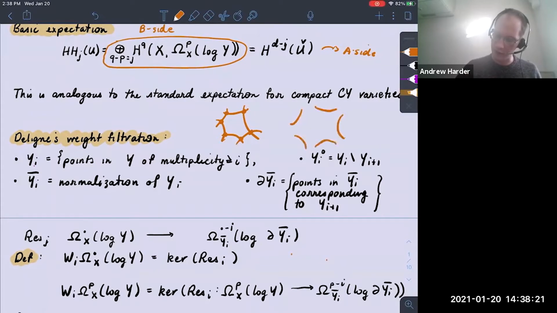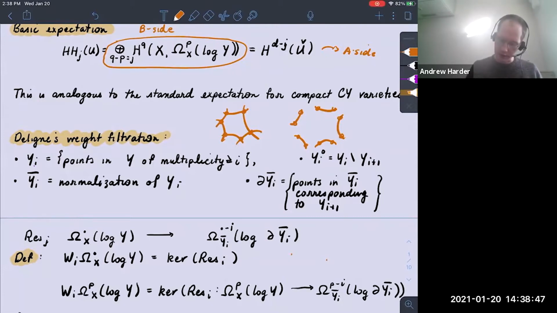So this will be these lines taken separately. So the boundary of Y_i bar is the image of the points in Y_{i+1} inside of Y_i bar, so the normalization. So in this example, it's just a collection of points that come from the pre-images of the intersection points under the normalization. Okay, so this is the setup necessary to define the weight filtration.